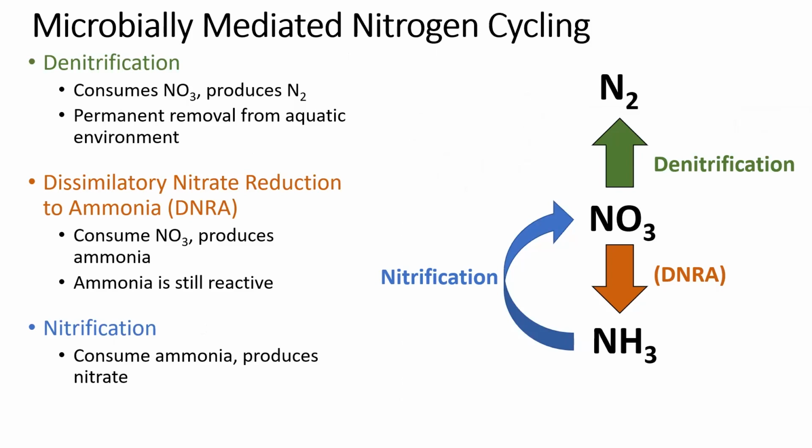We also have another form of competing nitrate removal in the form of dissimilatory nitrate reduction to ammonia, or DNRA. This is a process that consumes nitrate, but ultimately produces ammonia, which is still reactive and does contribute to eutrophication. And ultimately, this ammonia can then be converted back into nitrate through nitrification.